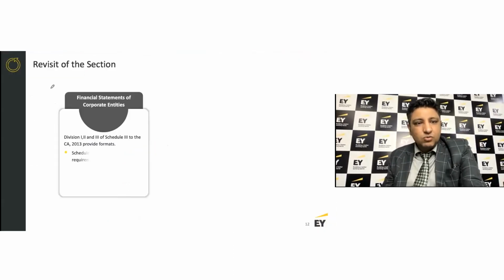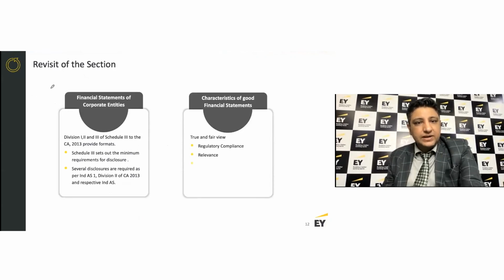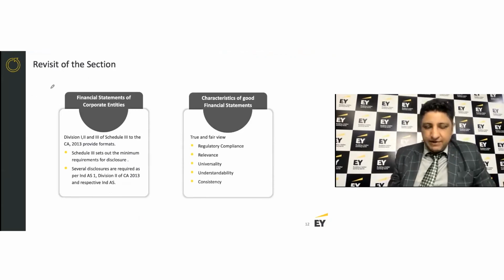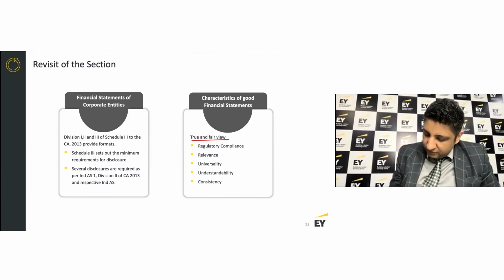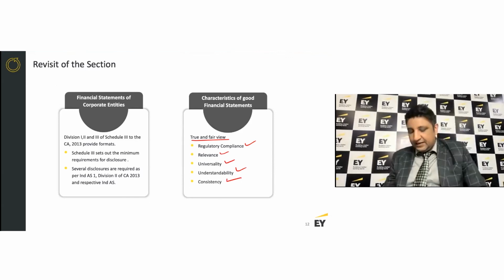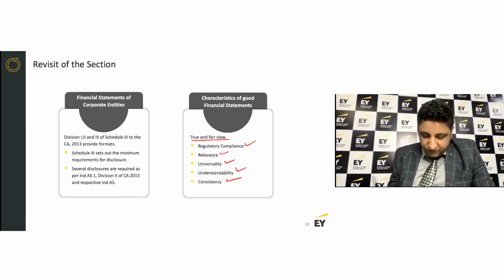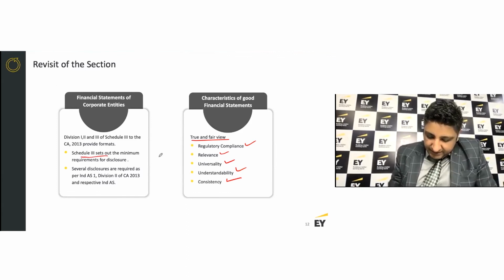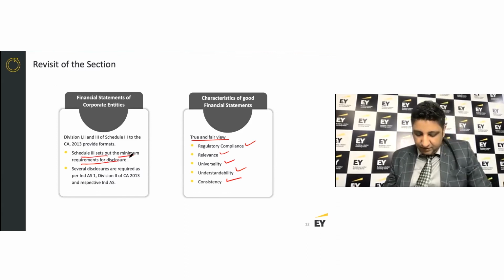This is the quick discussion that we have done. Just to quickly revisit, these are the 4 or 5 points that you want to remember. You need to achieve a true and fair view. We look at the regulatory compliances, relevance, universality, understandability, and consistency. Of course, the formats are driven by Schedule 3 with respect to the minimum requirements, also disclosures, as we know already under Ind AS.